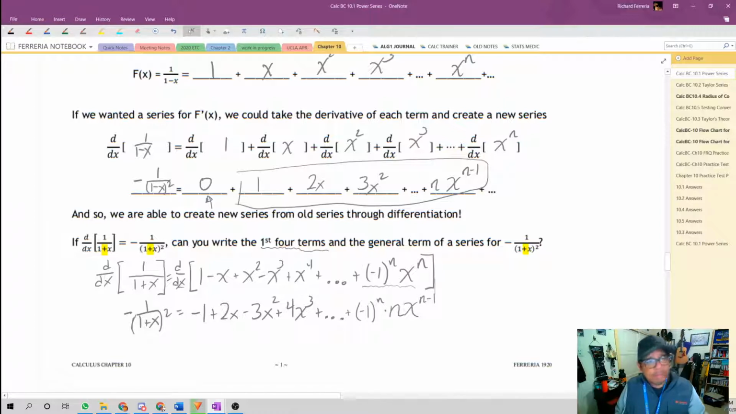Now don't worry about memorizing this particular one. This is a derived series is what we would probably say. So, memorizing this one is not going to be important. I will definitely let you know when we see a series that you should memorize. Clearly, 1 over 1 minus x and 1 over 1 plus x are two of those series.